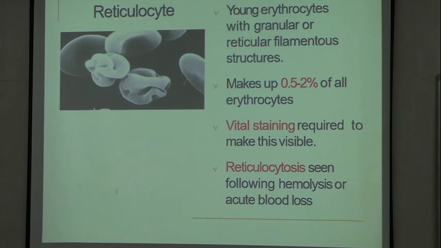It makes up 0.5 to 2% of all erythrocytes. Vital staining is required. It is a special stain; you cannot identify this by Leishman stain. Only by special stain can the reticulum be seen, so for that purpose you have to use a vital stain. When blood contains more than 2% reticulocytes, we call it reticulocytosis. It happens only when there is hyperactivity of the bone marrow.